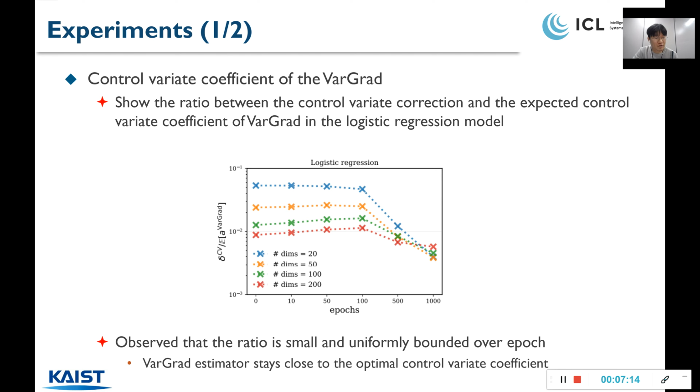From now on, I will show the experiment result. This slide shows the control variate coefficient of the VarGrad. The figure shows the ratio between the control variate correction and the expected control variate coefficient of VarGrad in the logistic regression model. It is observed that the ratio is small and uniformly bounded over F. We can conclude that the VarGrad estimator stays close to the optimal control variate coefficient.